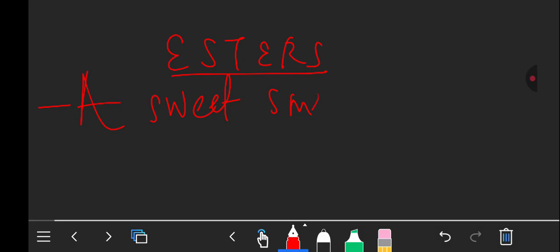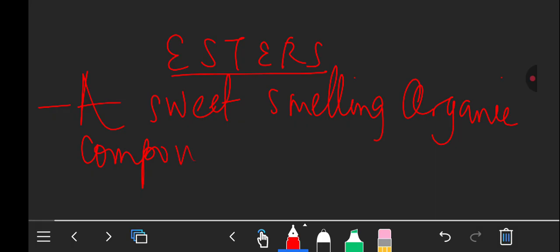So we are going to look at esters. So what is an ester? An ester is defined as a sweet smelling organic compound. Okay, that is the simplest definition. It is a sweet smelling organic compound. That is what we call an ester.